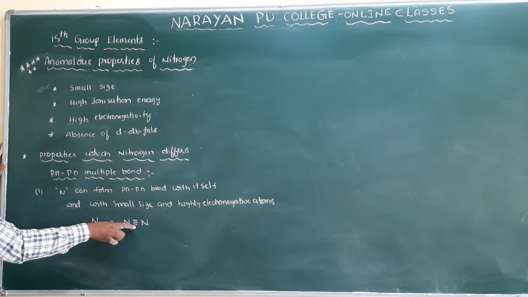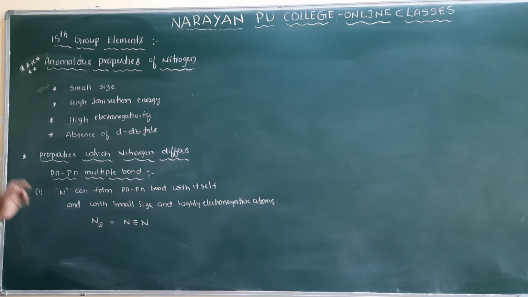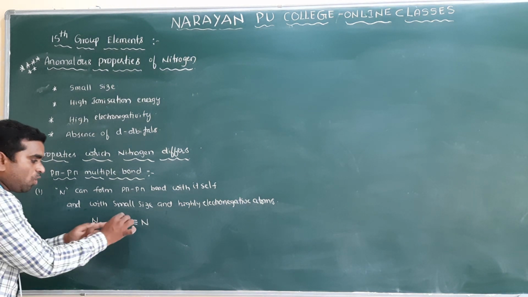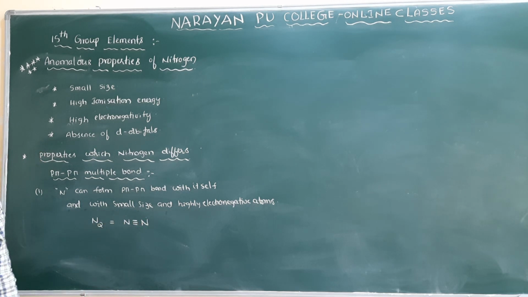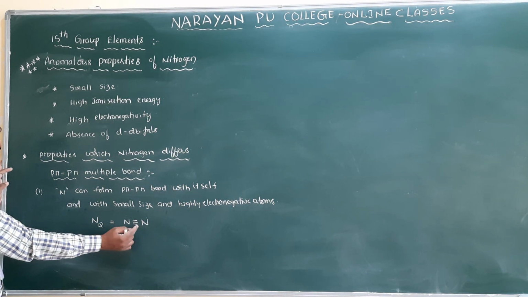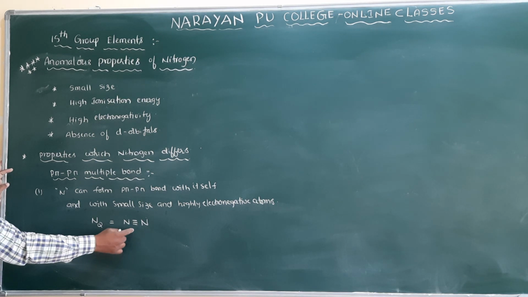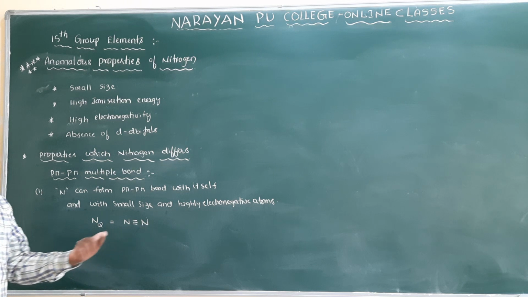How many pi bonds are there in this triple bond? One sigma bond and two pi bonds, and these two pi bonds are formed by the overlapping of p orbitals. So that's why we call them p pi multiple bonds. How many bonds are there between the nitrogen atoms? 3 bonds. The remaining other elements cannot form 3 bonds here, but only nitrogen can.